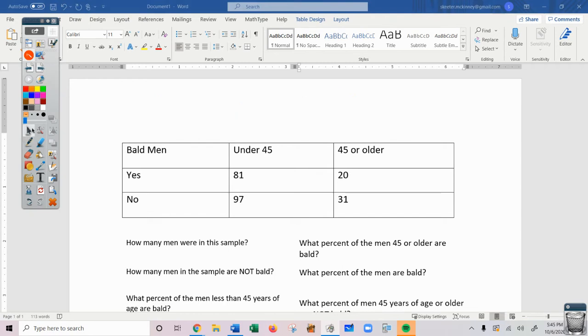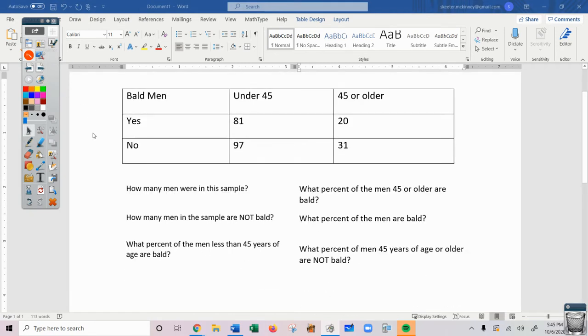Okay, so in this frequency table that we're looking at, we have some information about bald men. We're deciding whether or not someone is bald, yes bald or no bald, and then how old they are. So what their age is, and whether or not they are bald. Now, this is just one way that we can present data.